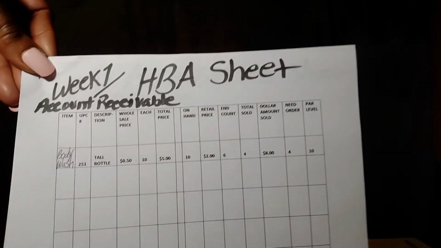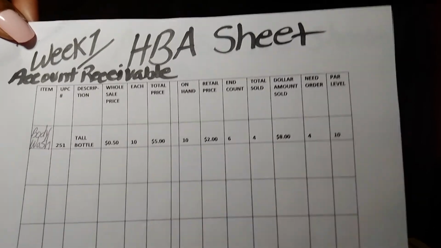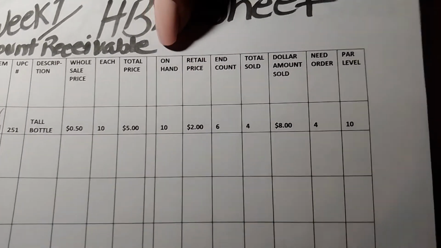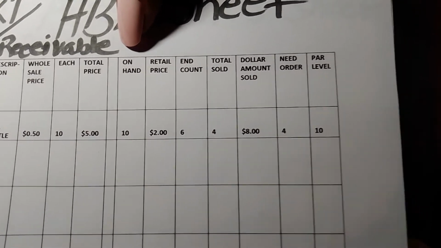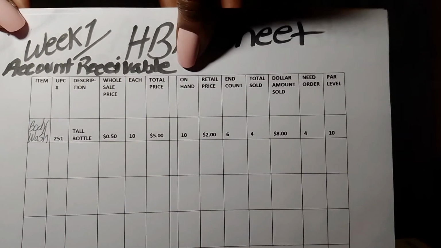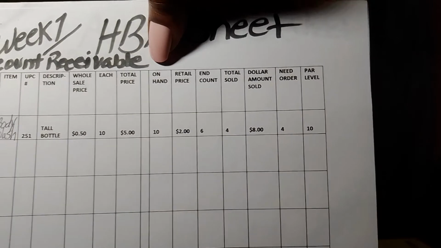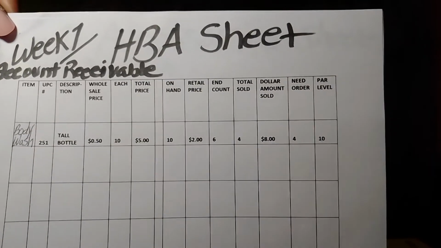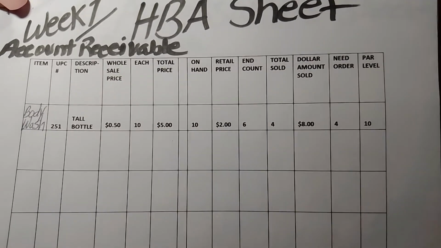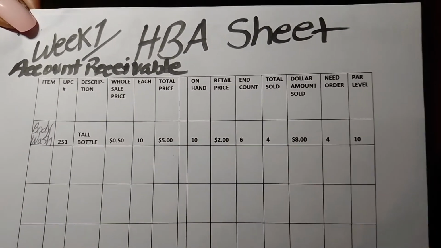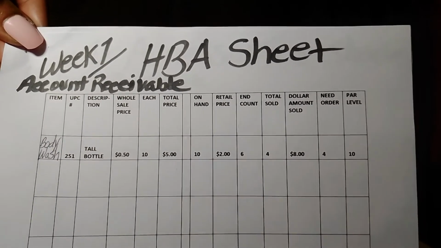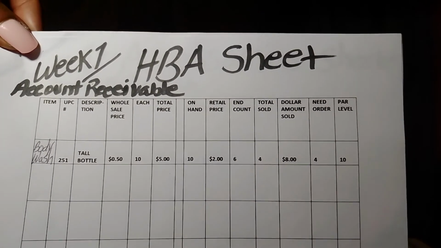Okay? Then the next one is body wash. Okay? On hand is 10, because we started with 10. That's your on hand number. Whatever we started with for the week, we started with 10. We started everything off with 10. So that's your on hand number. Your retail price, you charge $2 for your body wash, even though you got the body wash for 50 cents. But you selling it at $2.